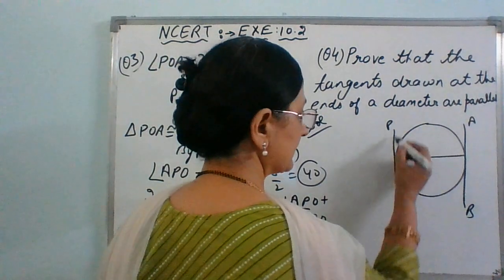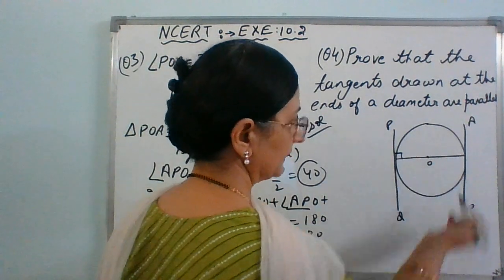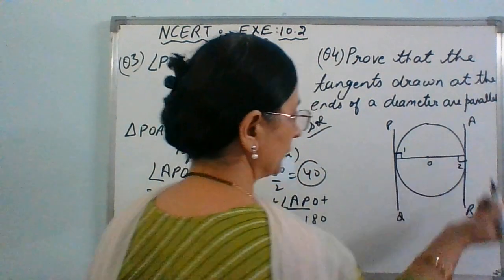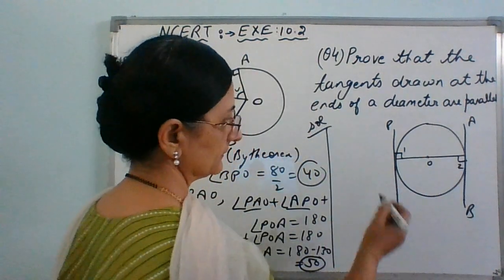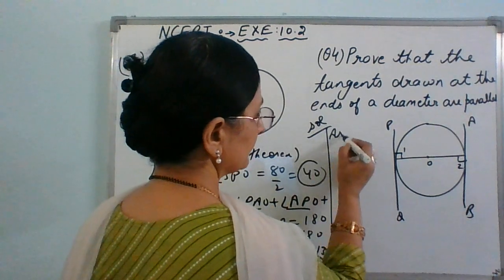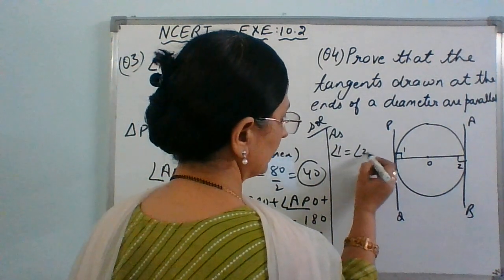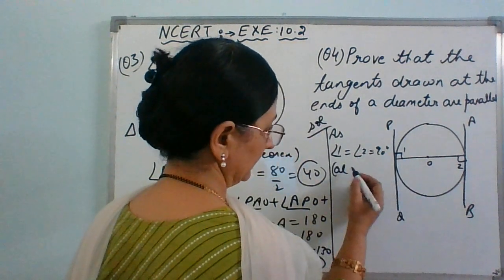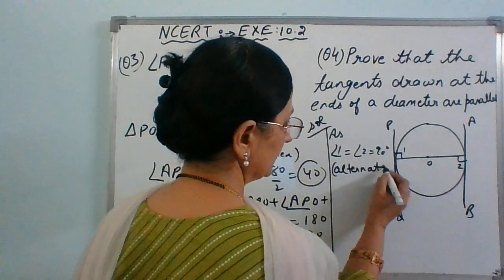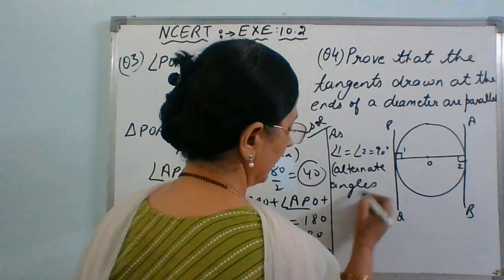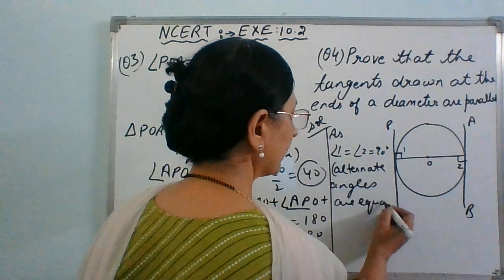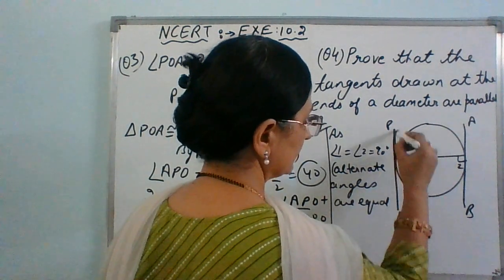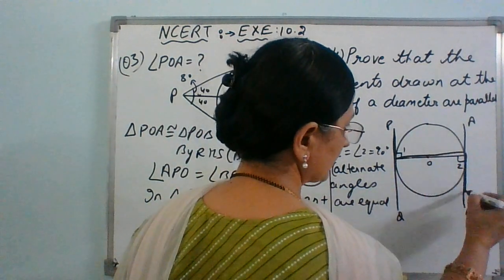Now we know that this is a tangent, this is a radius, and here it is 90. This is a tangent, this is a radius, and here it is 90. So angle 1 and angle 2. In this case, we'll say that angle 1 is equal to angle 2, which is equal to 90 degrees. These two alternate angles are equal. What are alternate angles? Alternate angles are where a Z is formed. I'll make a Z there, this way and this way.